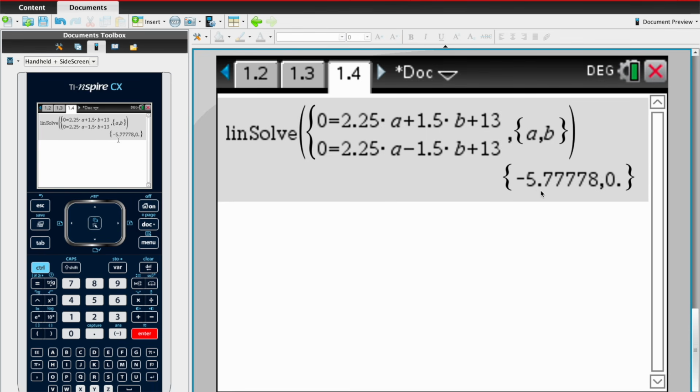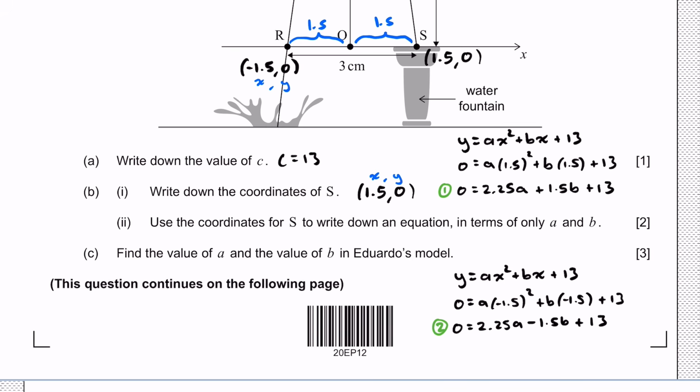A is equal to negative 5.7778 and b is equal to 0. So going back to the document and writing that out, a is equal to negative 5.78 to 3 sig figs, and b is equal to 0.